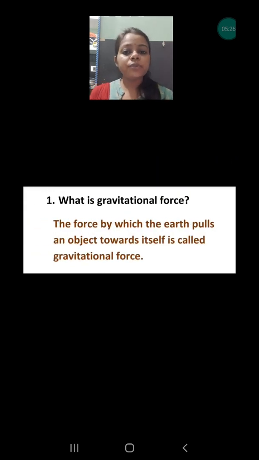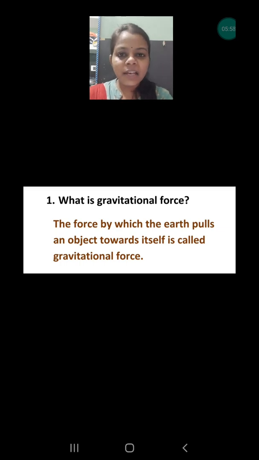Now we are going to discuss the short question answers of this chapter, and our first question is gravitational force. You all know what the gravitational force is. Gravitational force is the force of attraction due to which all the objects on the earth get attracted towards the center of the earth. Why? Because it has an attractive force towards the center. Due to that, each and every object on the earth tends to be attracted towards the center of the earth, which is known as gravitational force.